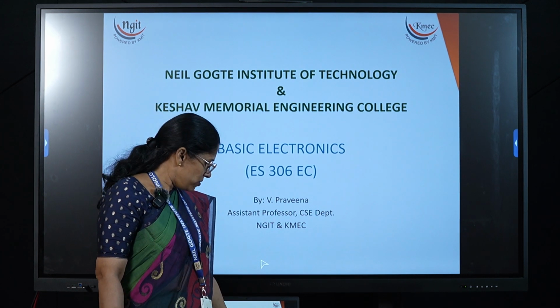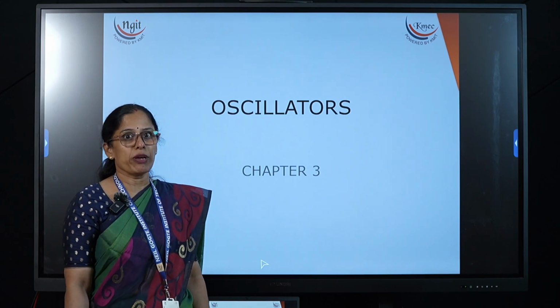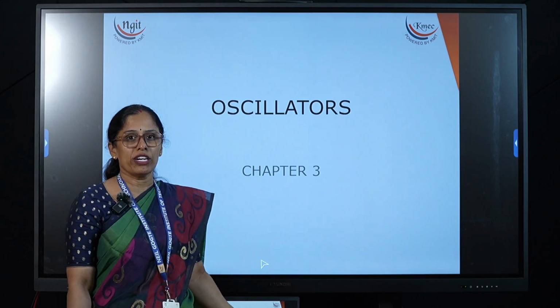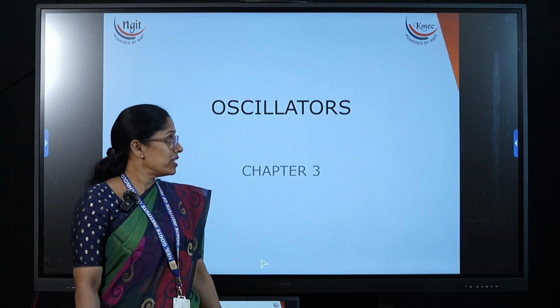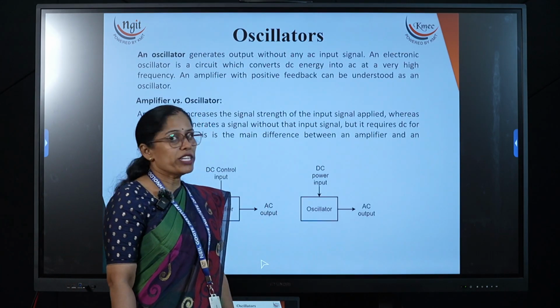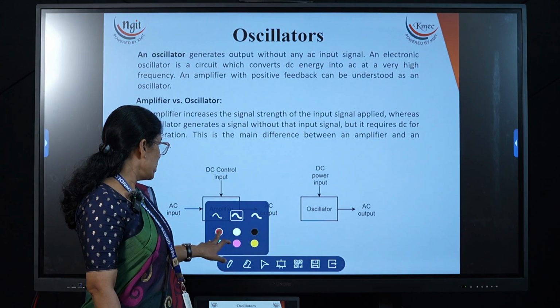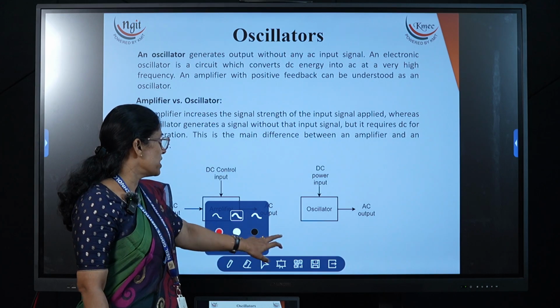Now in this session, unit 3 is divided into two parts. The first part is the feedback concept and the second part is the oscillator. Already we have discussed the feedbacks. Now in this session we are going to discuss the oscillator. Now what is an oscillator? An oscillator is an electronic circuit which converts DC to an AC signal.